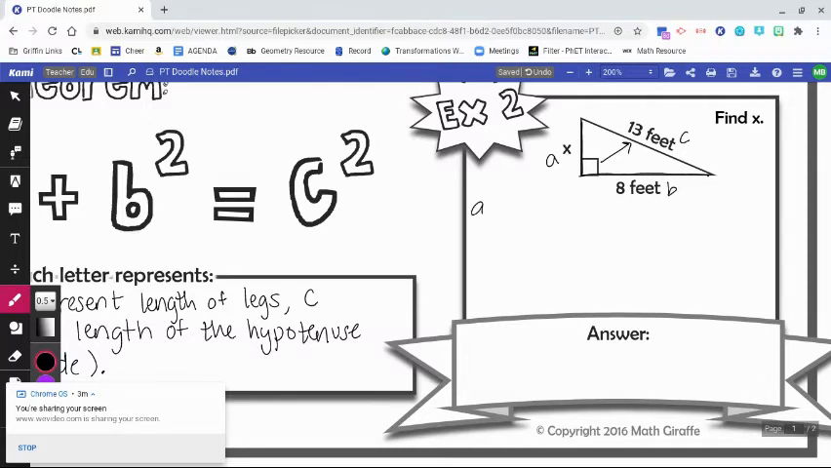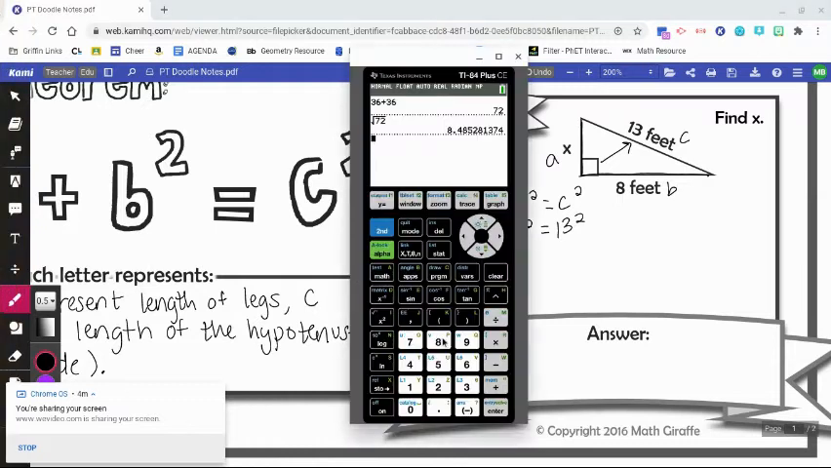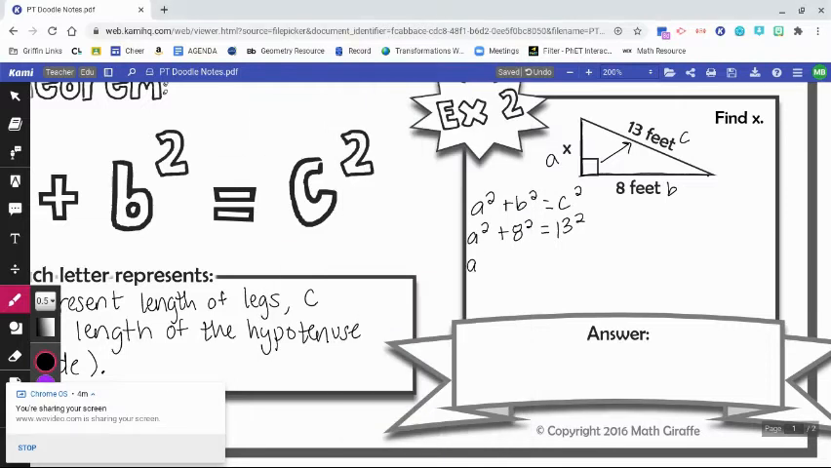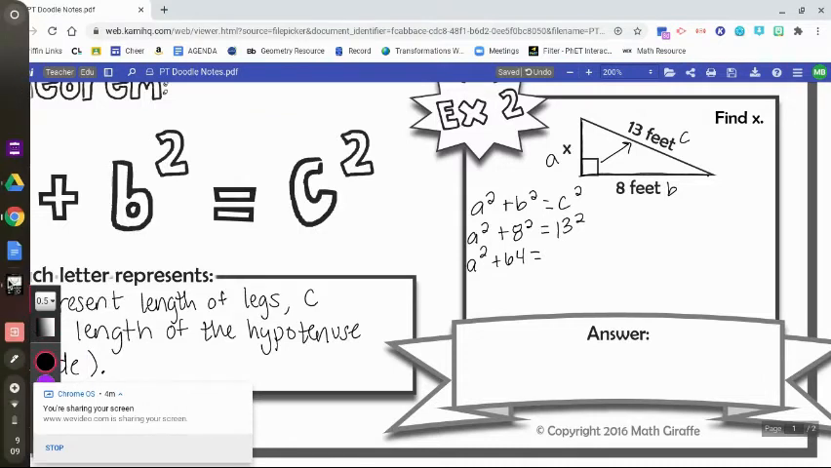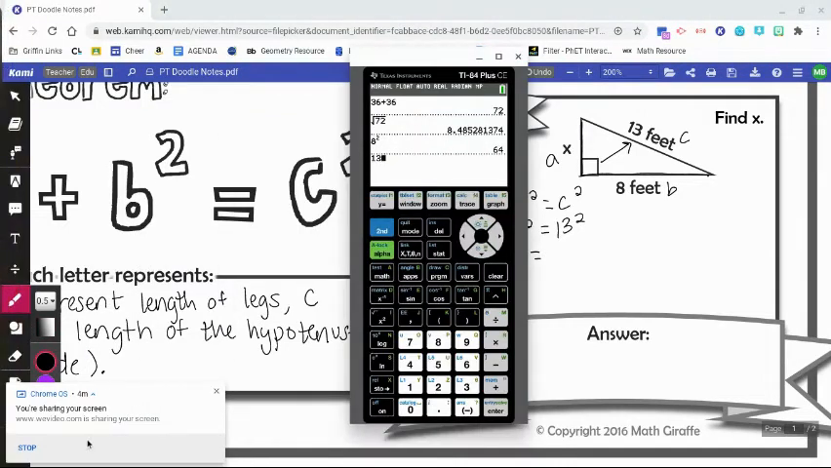So Pythagorean theorem is a squared plus b squared equals c squared. And I'm going to plug in what I know. I currently don't know the length of a, so I'm going to leave that as a squared plus leg b is 8. So 8 squared equals, and this time I know the length of c. c is 13, so 13 squared. 8 squared, 8 times 8 is 64. So I have a squared plus 64 equals 13 squared, which is 13 times itself, which gives us 169.